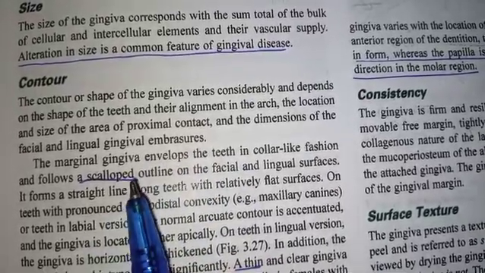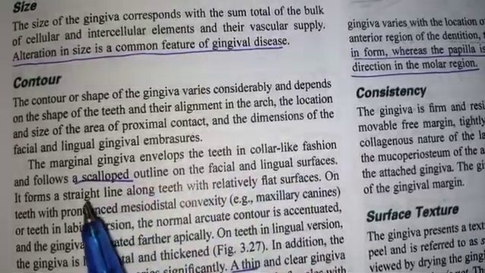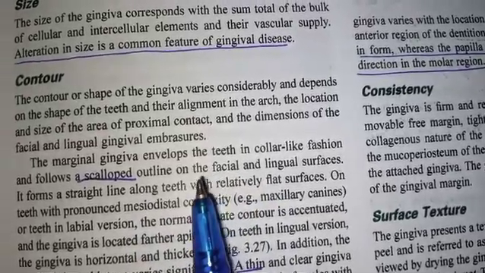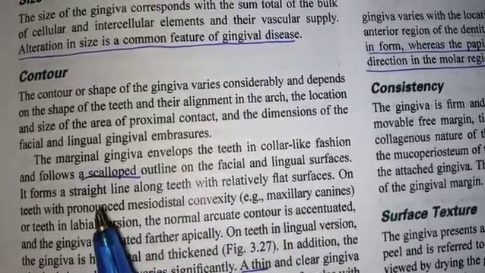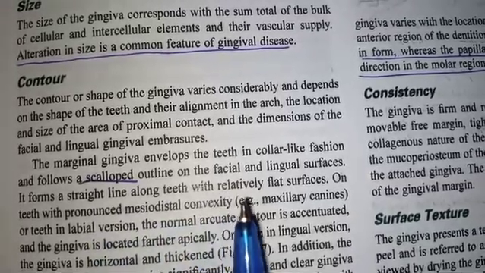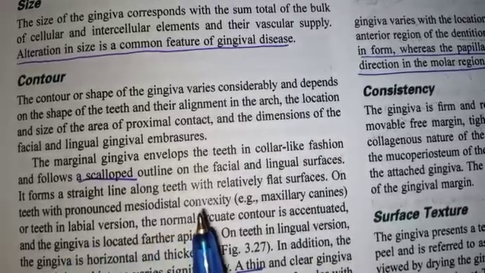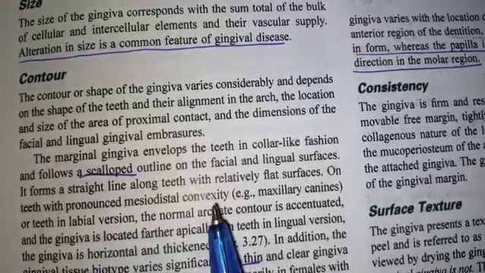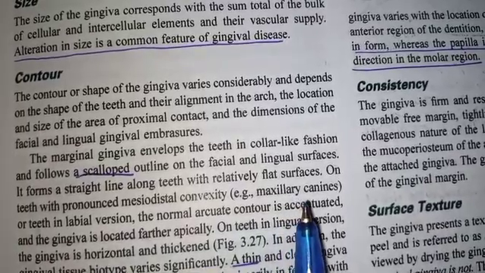We know that the marginal gingiva envelops the teeth in a collar-like fashion, with a scalloped outline on both the facial and lingual surfaces. So the gingiva has a scalloped outline. It forms a relatively straight line along teeth with flat surfaces and pronounced mesiodistal convexity. This means that the gingiva is flat when teeth are mesiodistally convex, like for example in the maxillary canines.